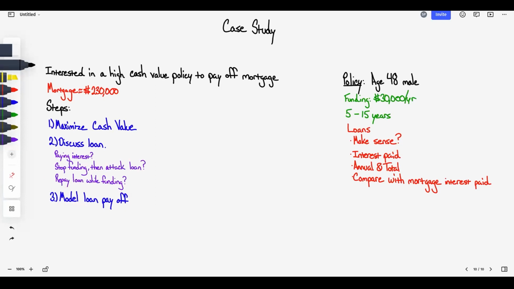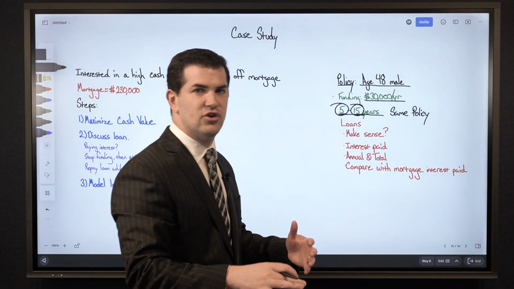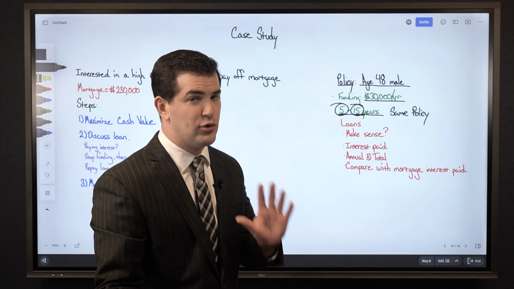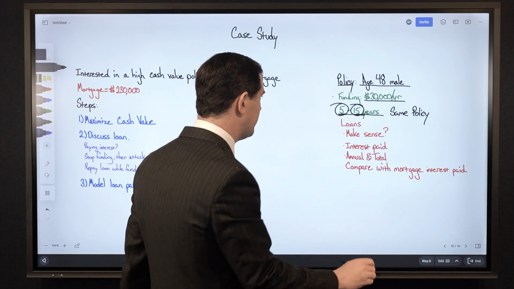We've got a male, 48 years old, the funding, $30K per year. We're going to look at funding anywhere between 5 and 15 years. Specifically, we're going to look at one policy with two illustrations, a 5-pay and then a 15-pay, meaning funding it for 5 years and then 15 years. It is the exact same policy with the exact same design. You'll notice he can stop at 5 years or after 15 years, and he can choose after he starts the policy. So he does not have to commit to one option or the other.